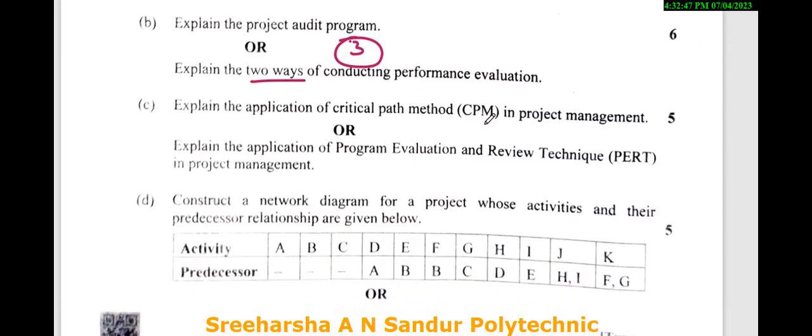Then explain the applications of critical path method and explain the application of PERT in project management. So you may require to write 5 to 6 points for both of them.